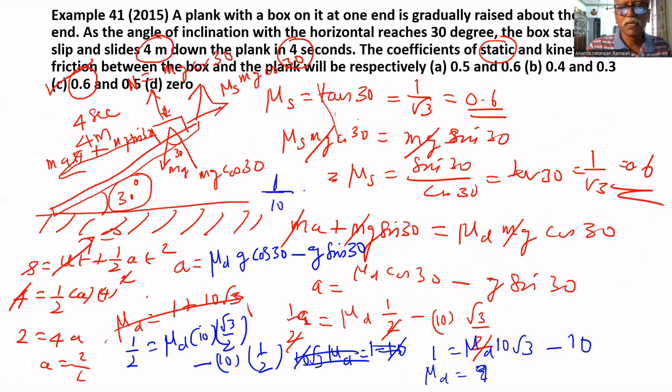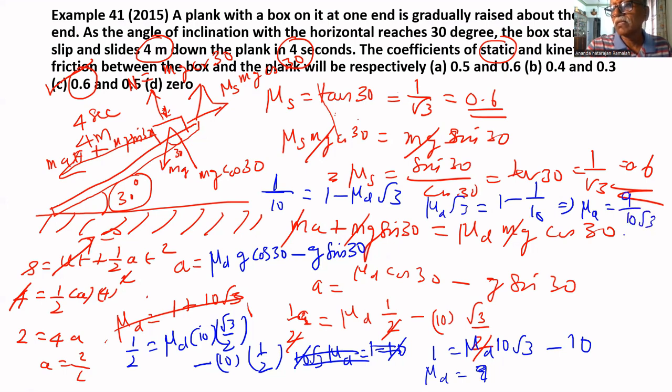You solve yourself. 1 by 10 equals 1 minus mu d root 3. Therefore, mu d root 3 equals 1 minus 1 by 10. That implies mu d equals 9 by 10 root 3, which is 0.9 divided by root 3. That is equal to 0.5. Therefore, C is the answer. Check yourself. 0.5 is the answer.